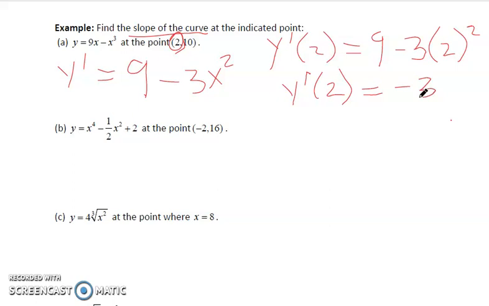The other ones are similar to that. B looks fairly straightforward. Again, it's a trinomial, but you just apply the power rule here and here. And here you apply the constant rule. So the derivative of that last piece, the plus 2, that's only 0 anyway. So that piece basically vanishes.